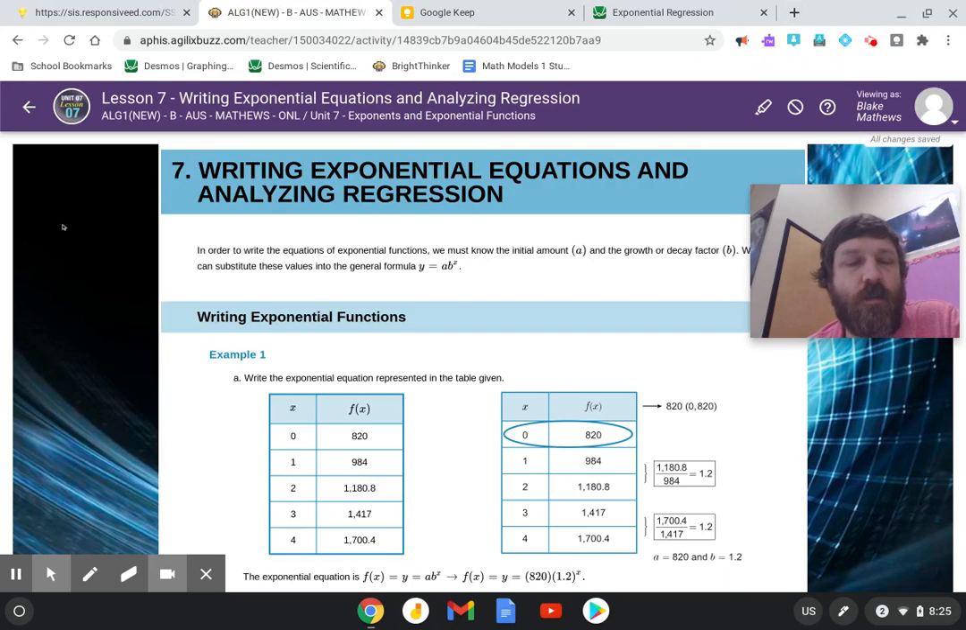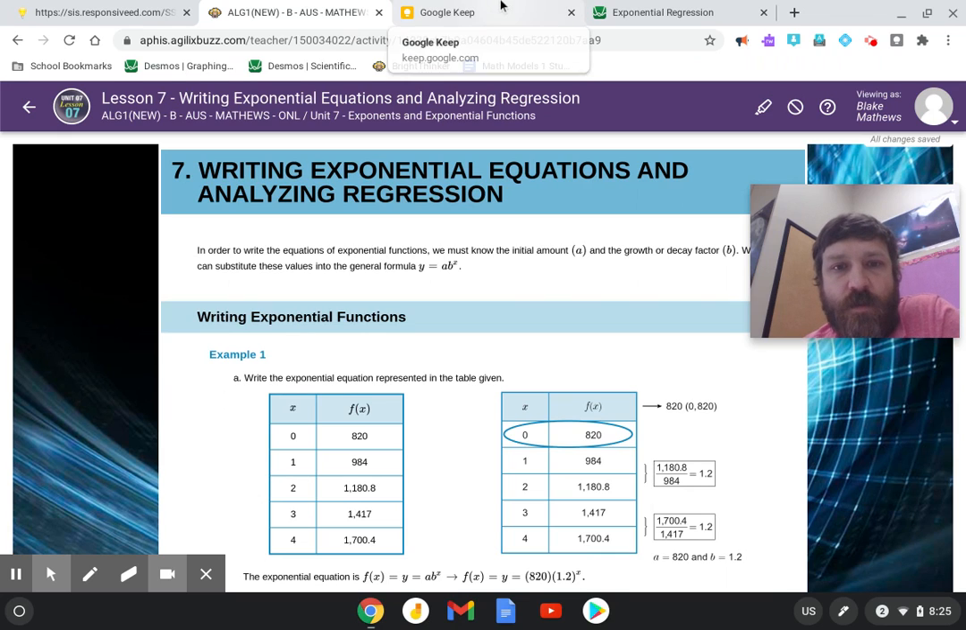All right, this is the Algebra 1, new Unit 7, Lesson 7 video over exponential equations and looking at what we call regression, which is a way of taking data and finding an equation to describe the data.